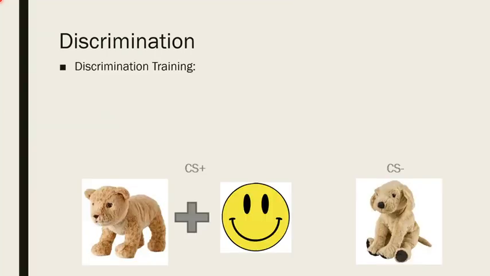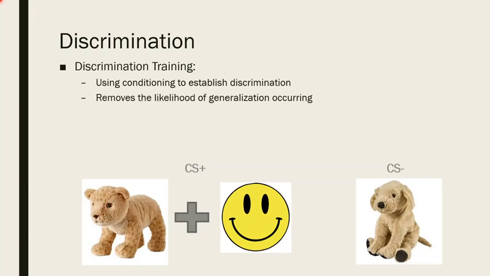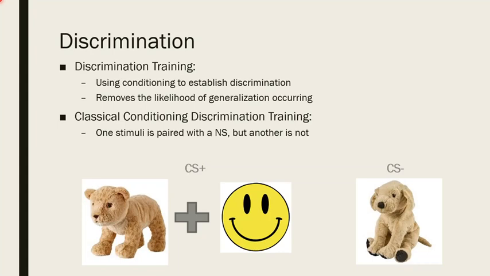This can actually happen in a couple different ways. We can use conditioning to establish discrimination, intentionally causing this type of lack of generalization to occur, using classical and operant conditioning. With classical conditioning discrimination training, you do something like this. You pair one stimulus with a neutral stimulus, but not the other.